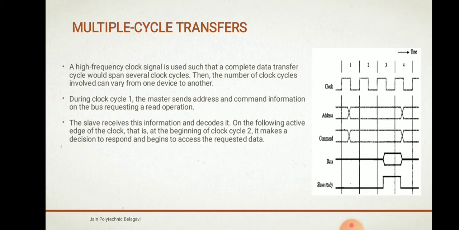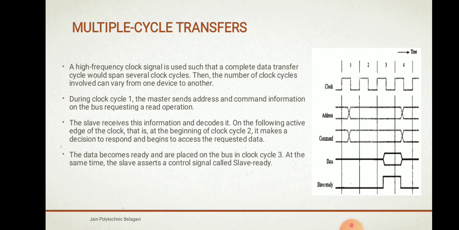On the following active edge of the clock, that is, the beginning of clock cycle 2, it makes a decision to respond and begins to access the requested data. Now data becomes ready and is placed on the bus in clock cycle 3. At the same time, the slave asserts the control signal called slave ready.